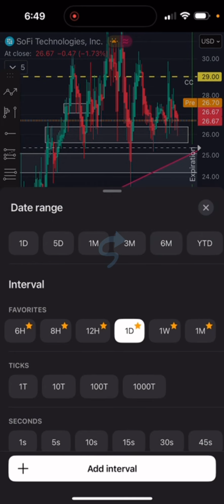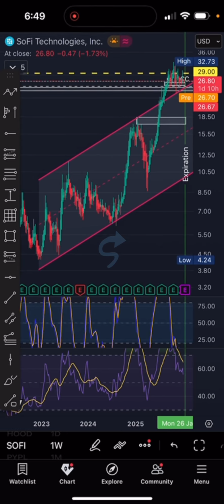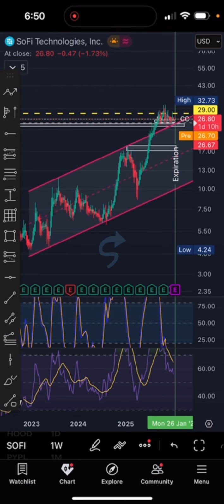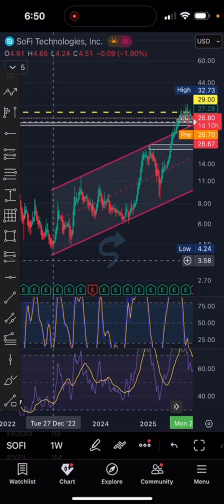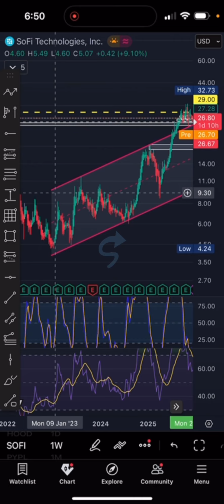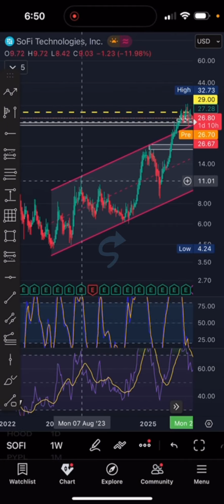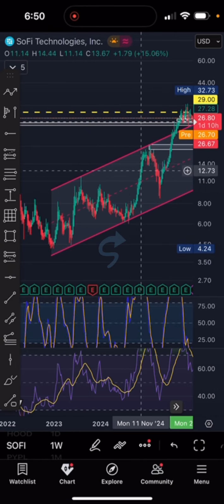The pink line is just on the macro view. If I switch to the weekly time frame, which means each candle is a week, you can see that this has been the pattern for SoFi from its existence, right? So as you can see, it hits the bottom of the channel, and then it came up, came back down, then it came up, got rejected up here, right? This is the resistance, and then it came back down. This is the support, and then it went back up.